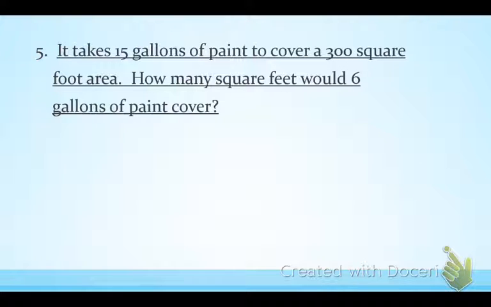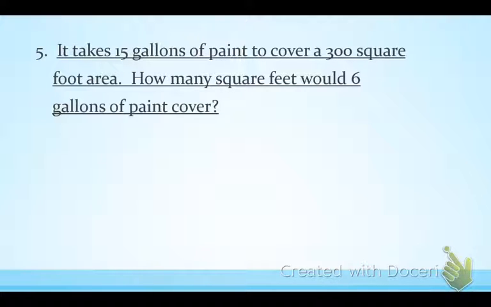All right, I know a lot of times people get scared when they see a story problem, but there is nothing to be scared about, okay? We've been talking a lot about proportions today, so we're just going to set up a proportion from the story problem. Read to me what the story problem says. It takes 15 gallons of paint to cover 300 square feet. How many square feet would 6 gallons of paint cover?